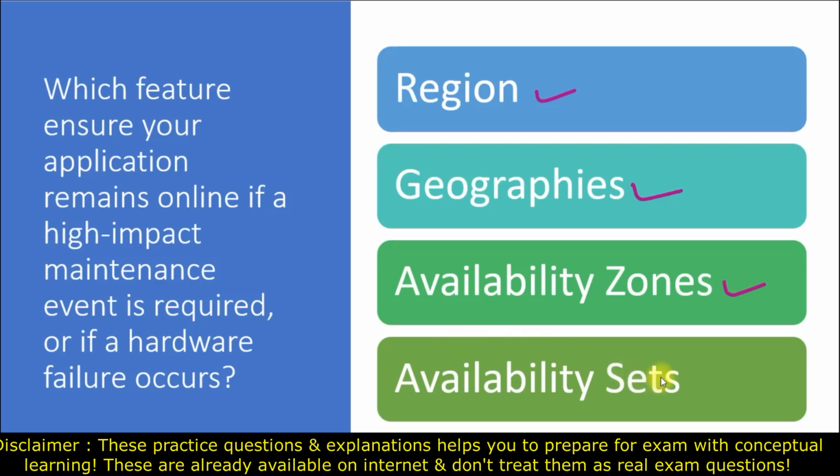If we talk about the availability set, it ensures our application remains online if a high impact maintenance event is required or if there is any hardware failure. In this question, they are asking about this one. So for this question, our answer will be availability set.